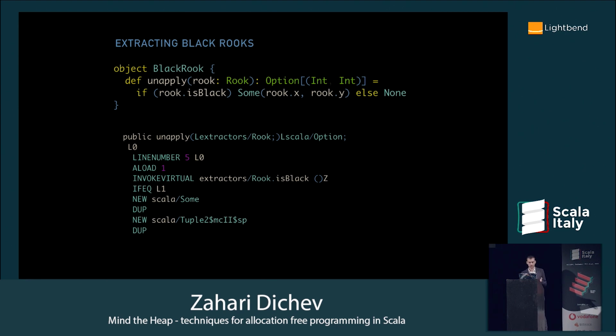And this is for the successful extraction, for when the rook is indeed black. But if you focus a bit more, you see that apart from the specialized tuple of RT2, there is also an instance of Some being instantiated, right? Of course, that ends up on the heap, and it's yet another allocation that you need to make. And if that's on a hot path, it certainly will have some kind of performance implications.